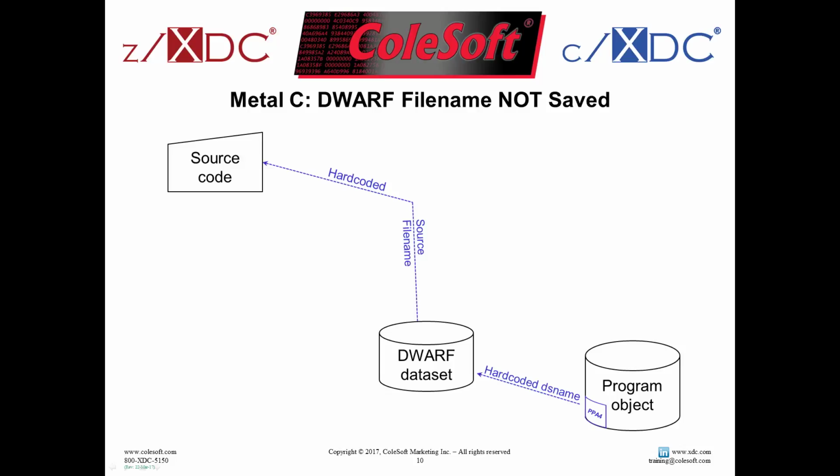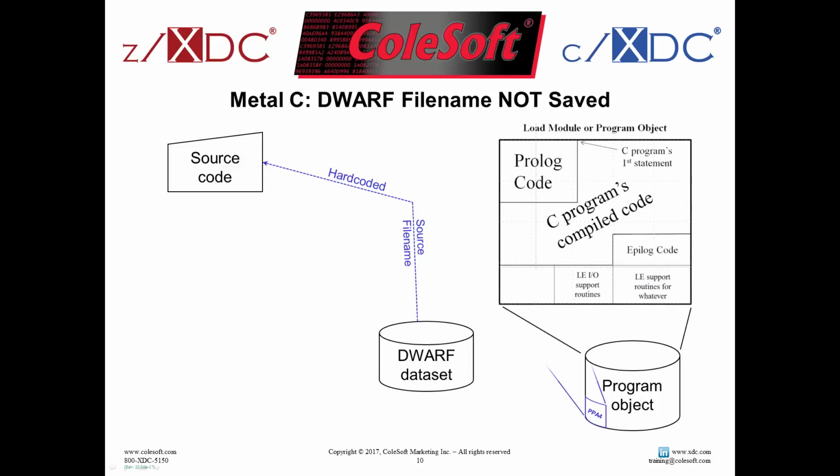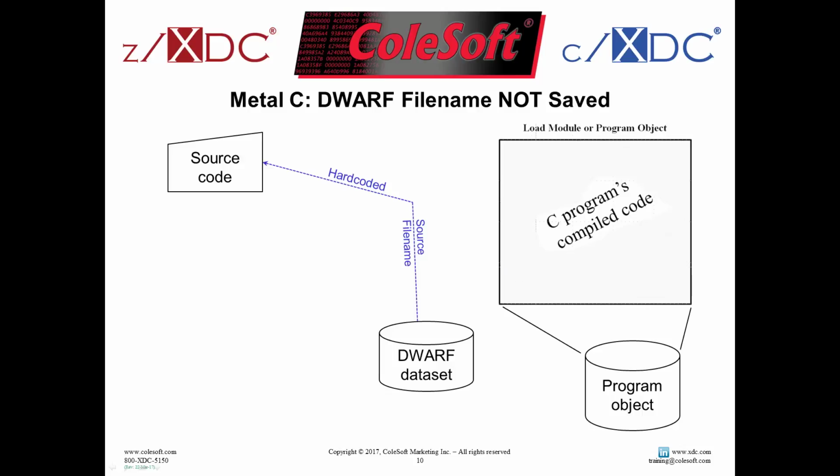Now, while the Dwarf dataset name is saved for XLC and C++ programs, it is not saved for Metal C code. That's because saving such information requires the presence of the Language Environment runtime. But the very essence of Metal C is the complete absence of the LE runtime. So in order to support Metal C, cXDC needs to have mechanisms that allow the user to provide the Dwarf file name when it is not otherwise available.